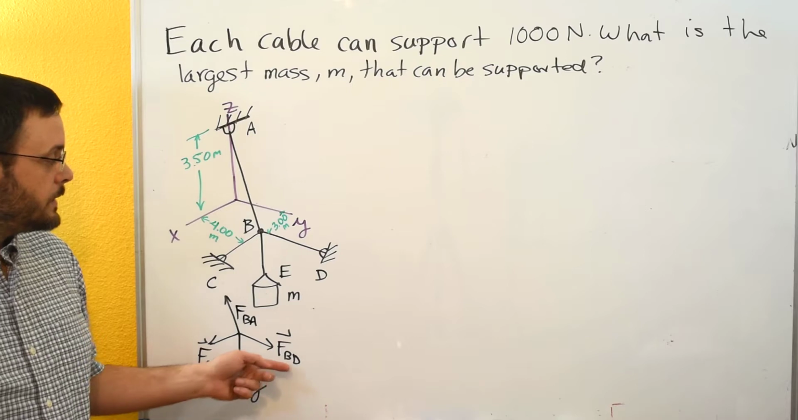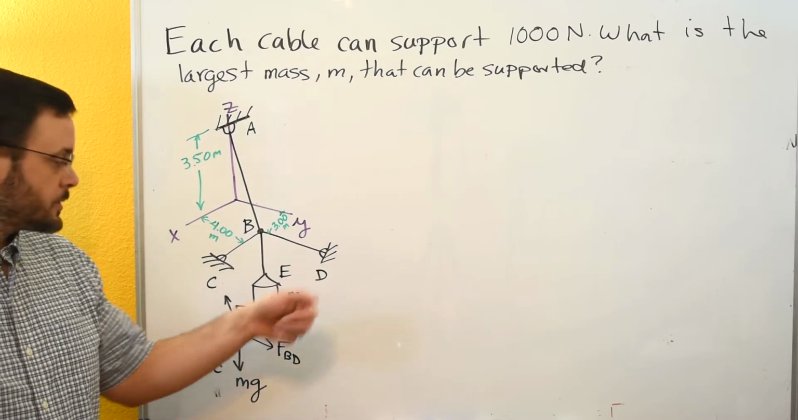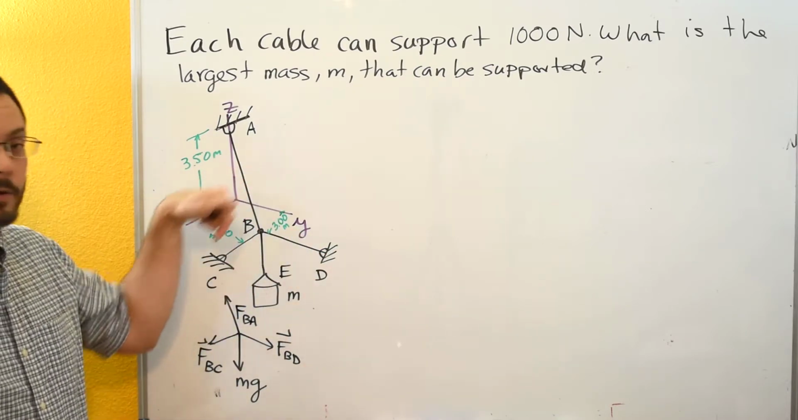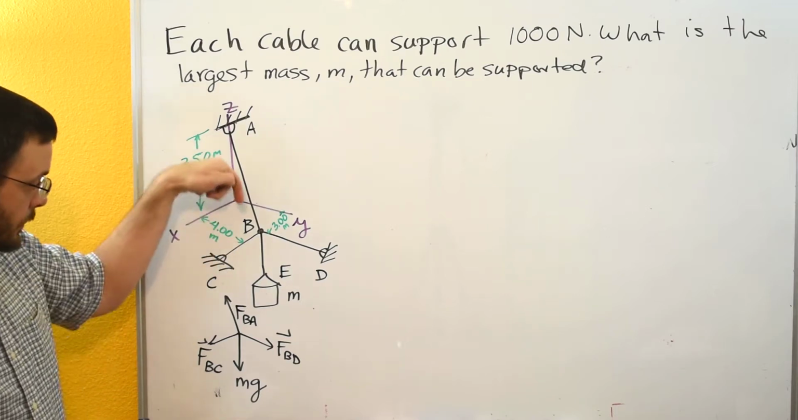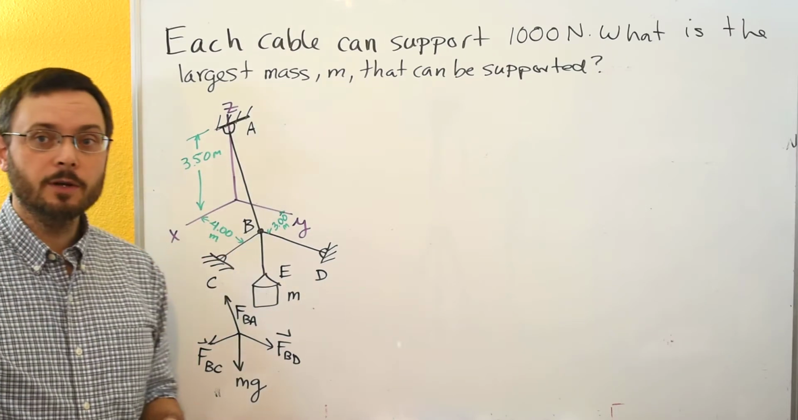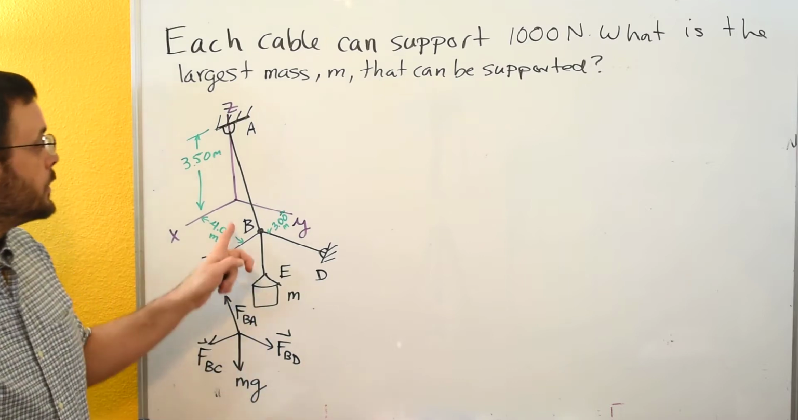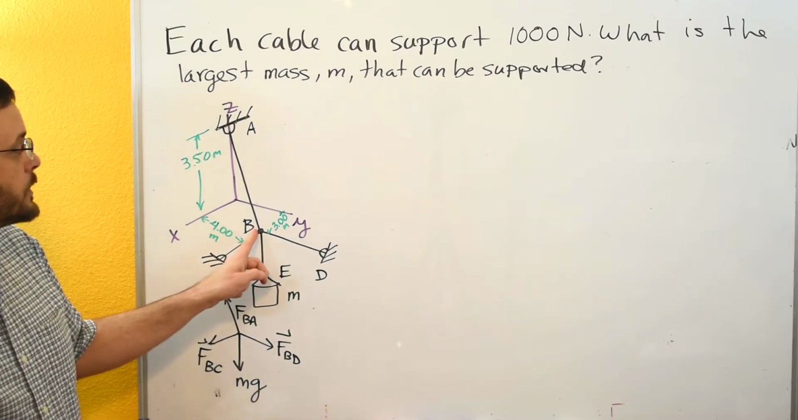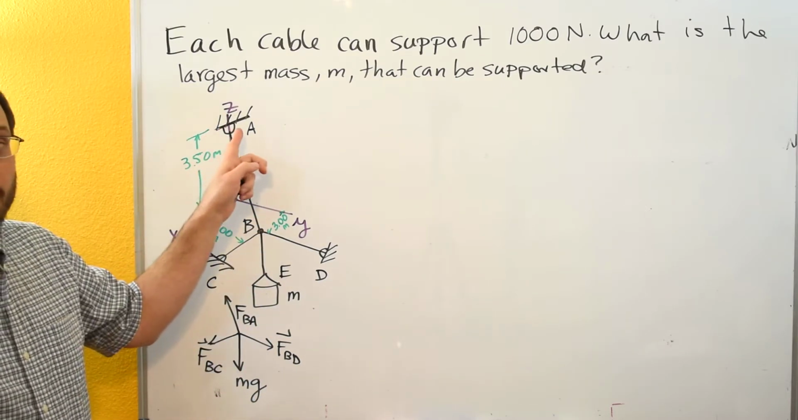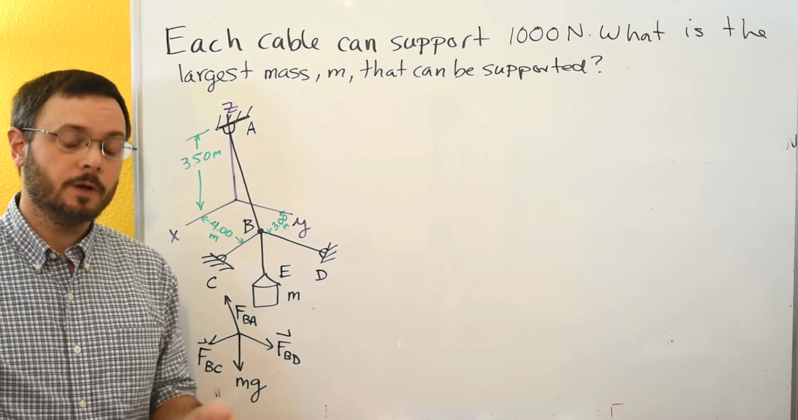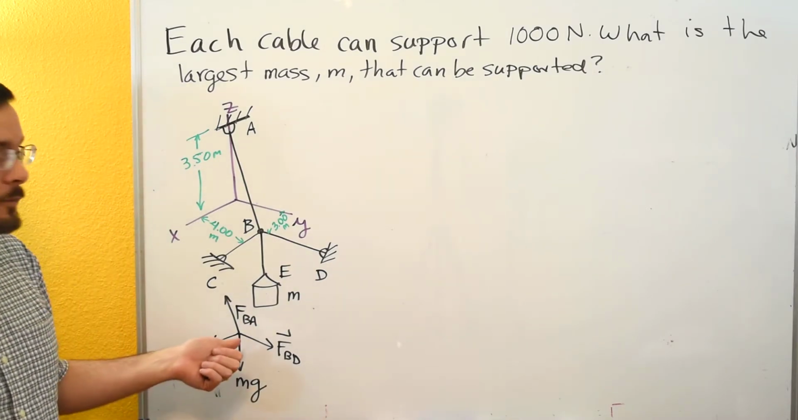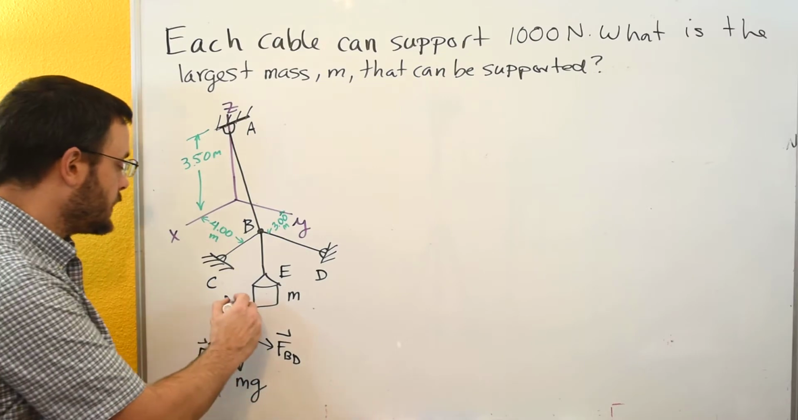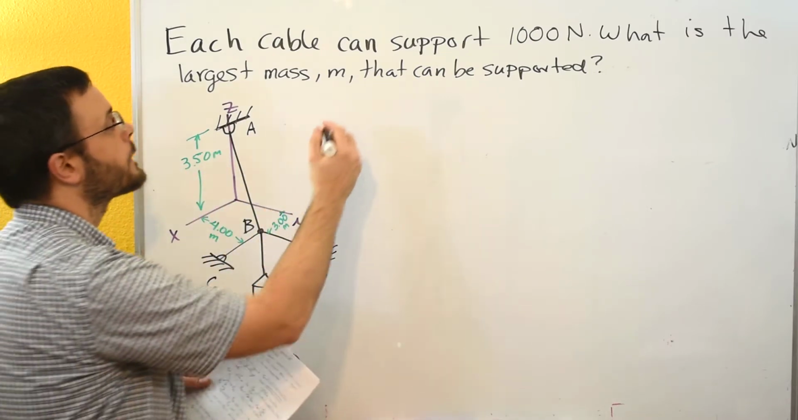It looks like B to D is just going in the Y direction. Looks like B to C is going in the X direction. The weight is going straight down, so we don't have to break any of those up, but we do need to find the components for this force going from B to A because it's traveling in X, Y, and Z. So let's start off with the position vector that goes from B to A.